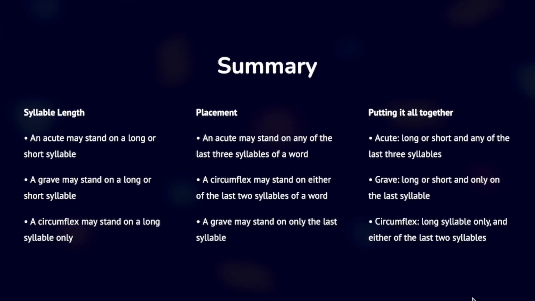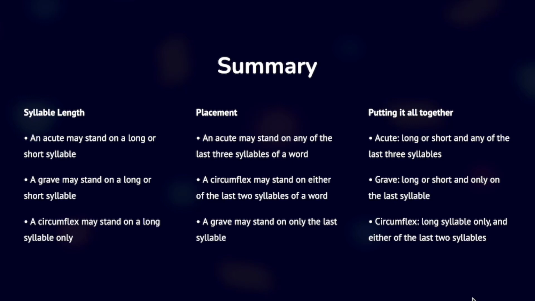So in summary, these are the basic rules of accentuation. They're actually very simple. You must understand vowel quantity and length. Once we've covered that, these are the categories that you need to have in your mind. Syllable length. An acute may stand on a long or short syllable. A grave, in the same way, can stand over a long or short syllable. A circumflex can only stand on a long syllable.